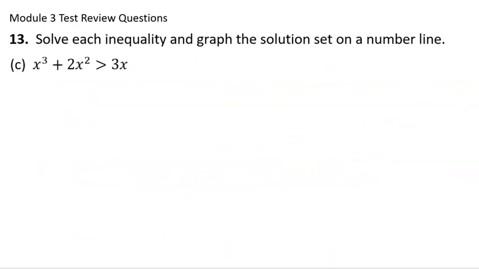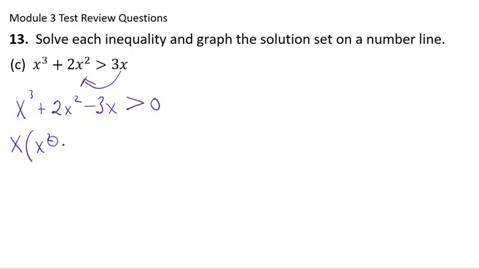All right, another inequality. Notice it has an x to the third. Is that okay? Yeah, sure it is. What's not okay is this 3x over here. I need a 0 over there. How do I fix it? I move this guy, well, my pen work, to the other side. So I got x to the third plus 2x squared minus 3x when I move it to the left is greater than 0. Now there's a greatest common factor there. Let's pull that x out. So that's x squared plus 2x minus 3 is greater than 0.